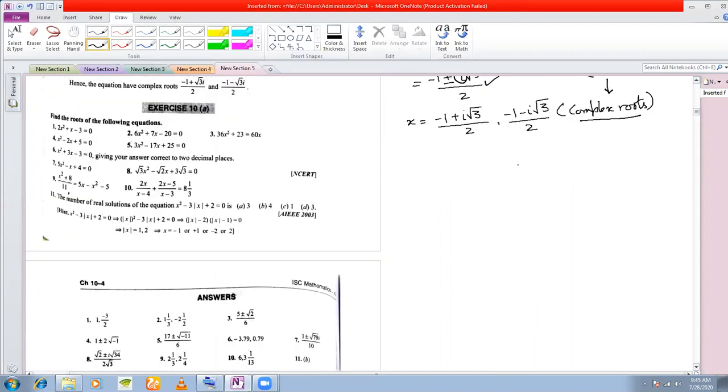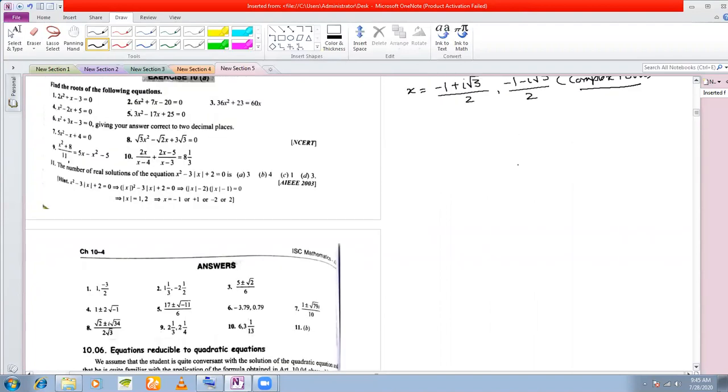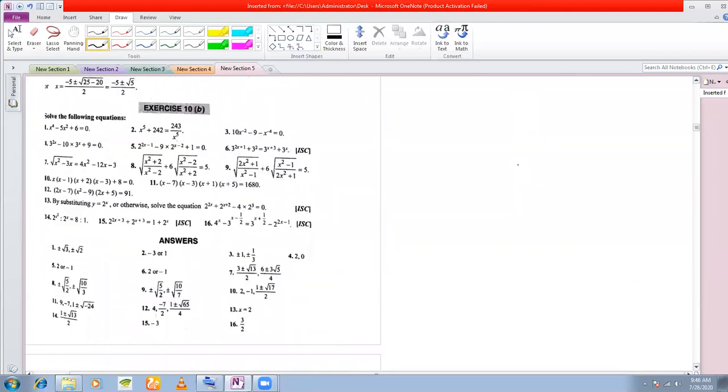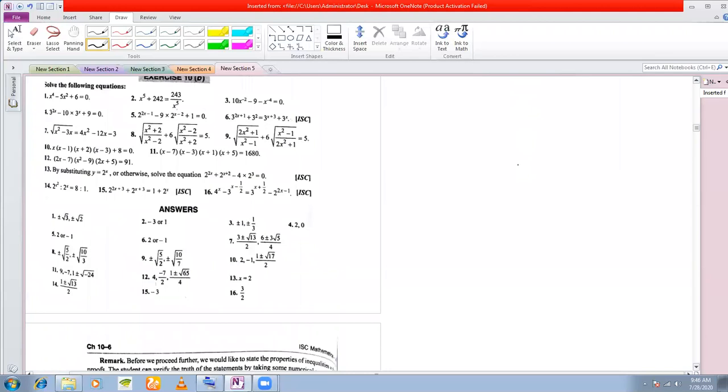Okay, so we now move on to exercise 10a. In your exercise 10a, the sums that are given are all very, very basic sums. And remember that these are not very important sums from your exam perspective. Yet, if you want me to solve any of the sums from this exercise, I shall be solving. But I would rather skip this exercise given that they are not important from your exam point of view. What I would like to do is go to the next exercise where you have more important sums.